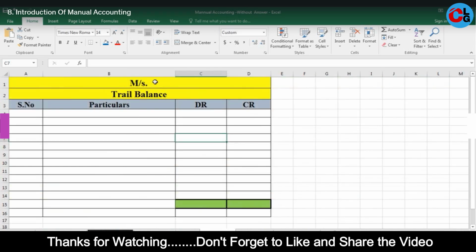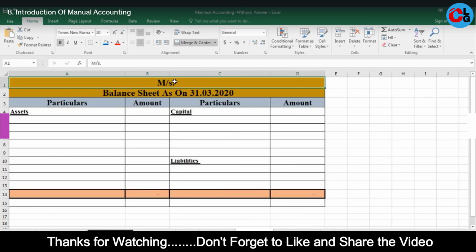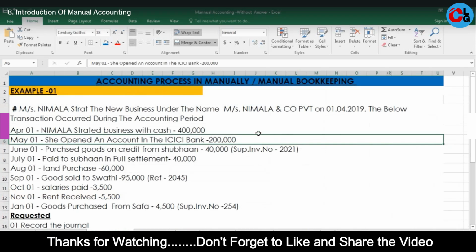The next one is, based on the ledger, we can create the trial balance. In the trial balance sample you can see we put the name of the company and the trial balance, and then details, serial number, particulars, debit and credit. Then this is the sample balance sheet, which I am going to prepare based on the transactions. Here I need to write the name of the company, and the balance sheet is on 31st March 2020. You can see the company started on 1st April 2019.